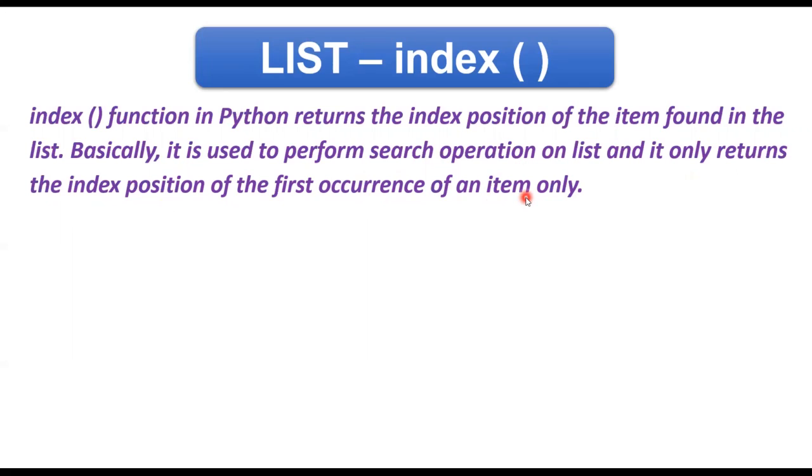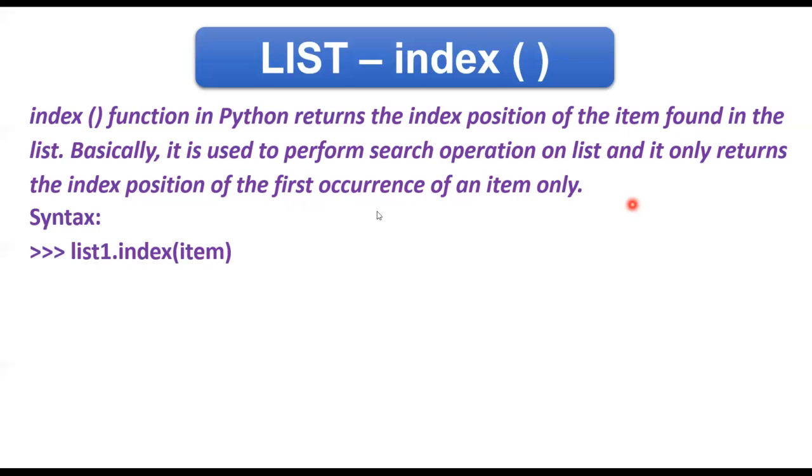So what does it mean? Let us understand that if I have a list of 100 numbers and one value is present 3 or 4 times in the list at several locations, that means at different index positions the value is stored. So my index function will only return me the index position of the first occurrence of that particular item.